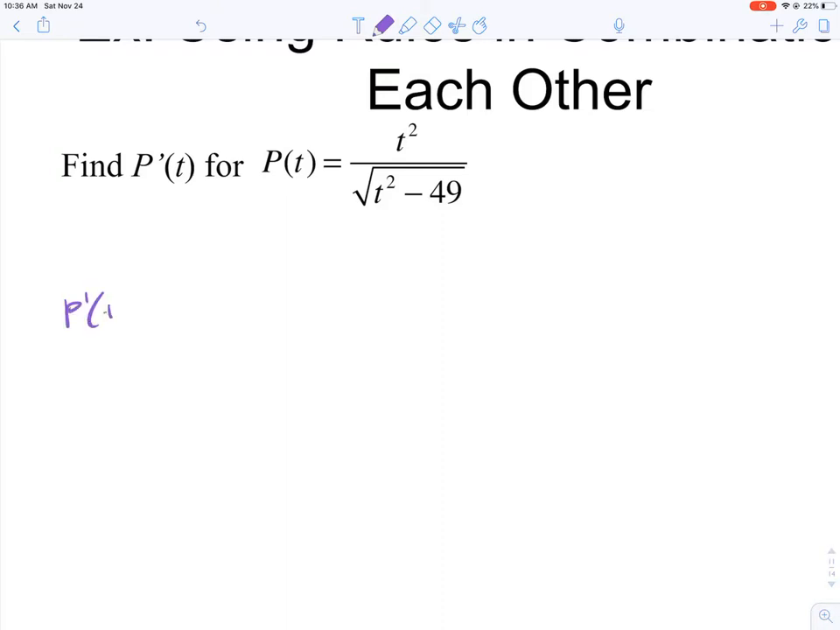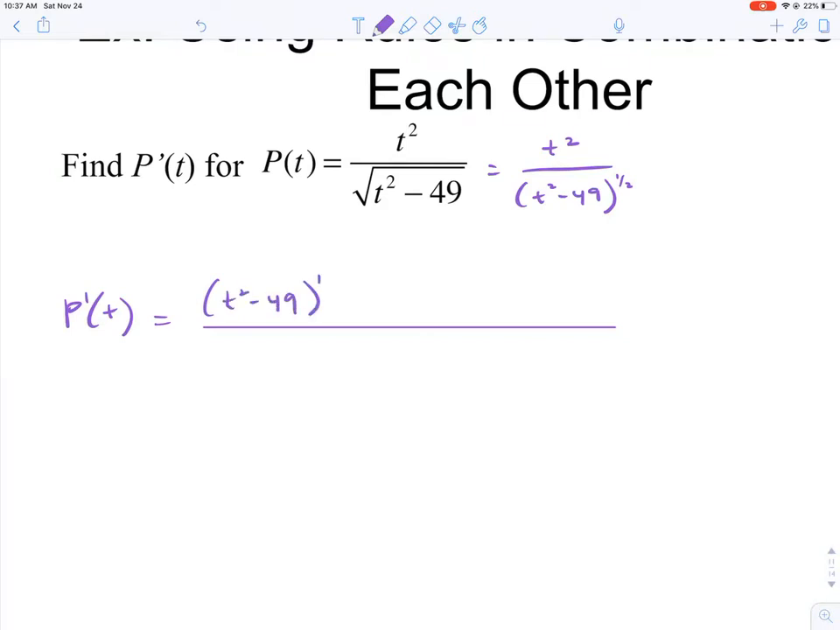Okay, so to find p prime of t, thinking quotient rule, so low d high, right? So low, and I'm going to have this as t squared over t squared minus 49 to the 1/2 power. Derivative of the numerator, so times 2t, minus high, right, numerator times the derivative of the denominator, which I have to use chain rule to find. So I'm going to use brackets to organize that. Inside the brackets is the derivative of the denominator, and then over the denominator squared.